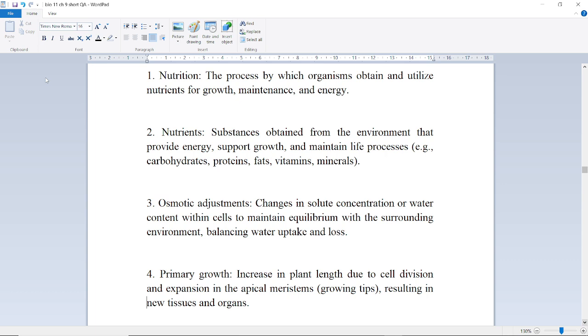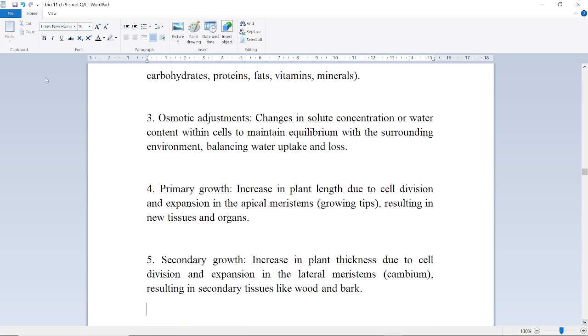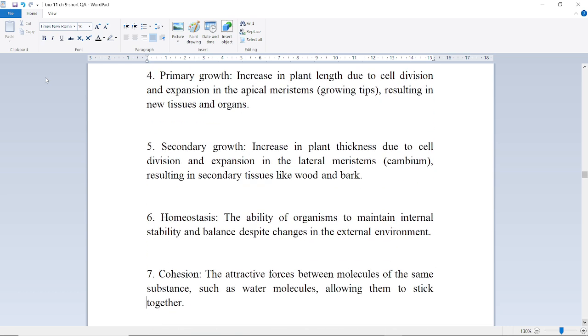Osmotic adjustment: changes in solute concentration or water concentration within a cell to maintain equilibrium with the surrounding environment, balancing water uptake and loss. Next is primary growth: increase in plant length due to cell division and expansion in the apical meristem, resulting in new tissue and organs. Secondary growth: increase in plant thickness due to cell division and expansion in the lateral meristem, resulting in secondary tissues like wood and bark. Homeostasis: the ability of an organism to maintain internal stability and balance despite changes in the external environment.